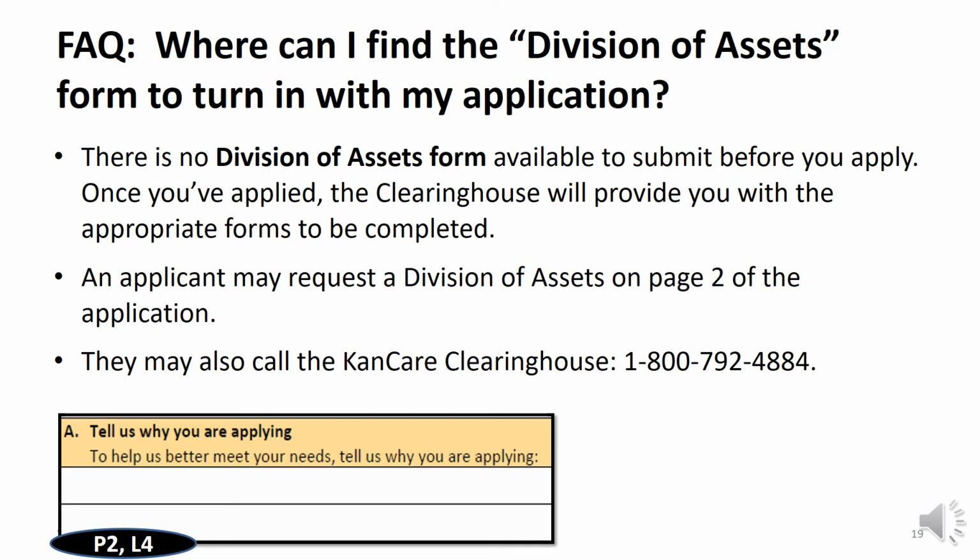Where can I find the Division of Assets form to turn in with my application? As already mentioned, there is no Division of Assets form available to submit before you apply. However, once you've applied, the clearinghouse will provide you with the appropriate forms to be completed. An applicant may request a Division of Assets on page 2 of the application, or you could also call the KanCare Clearinghouse at 1-800-792-4884.